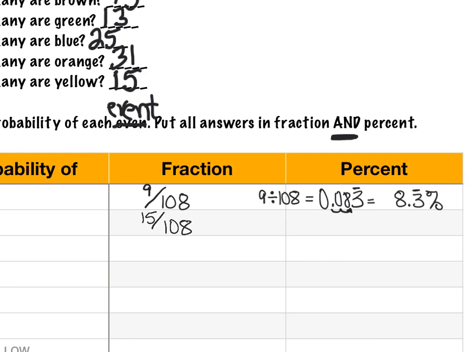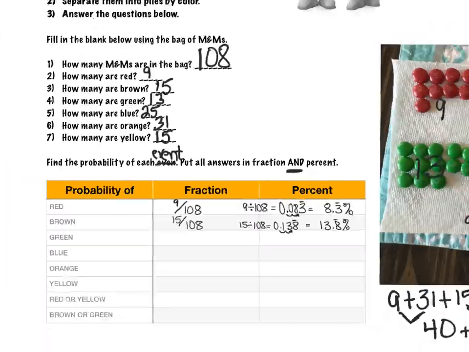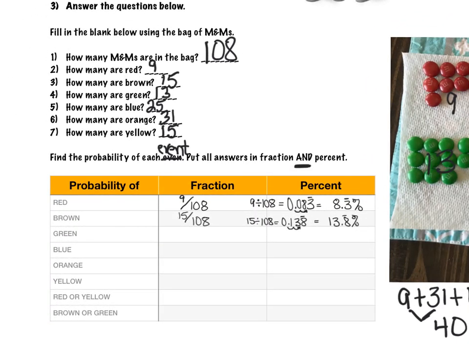And so remember, I'm going to use my calculator and take 15 divided by 108. So 15 divided by 108 on the calculator equals 0.138 repeating. To turn that into a percent, I move the decimal place over 2 places, which gives me 13.8% chance of pulling out a brown. The next one is green. If you go back up to number 4 or you look over to your picture, we had 13 green. So we're going to write 13 were green out of the 108.